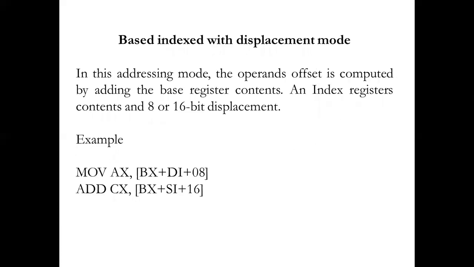Base index with displacement addressing mode. In this addressing mode, the operand offset is computed by adding the base register content, the index register content, and an 8-bit or 16-bit displacement. For example, BX plus SI, or the addition of BX plus DI, source index or destination index, plus 08. That is the displacement.